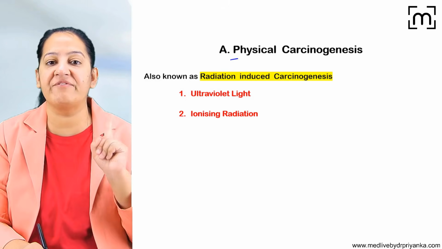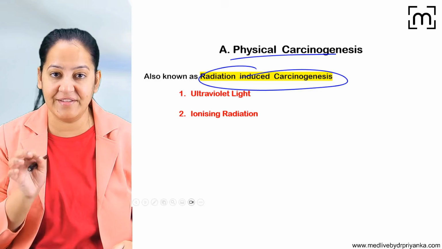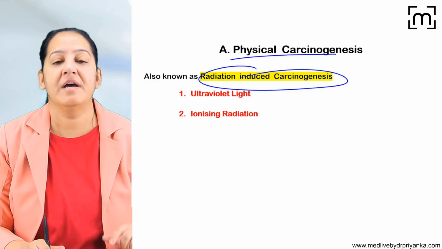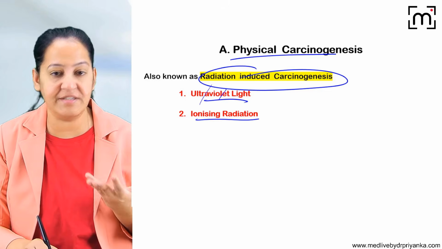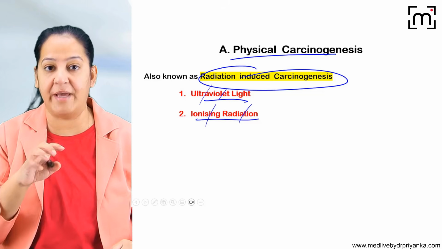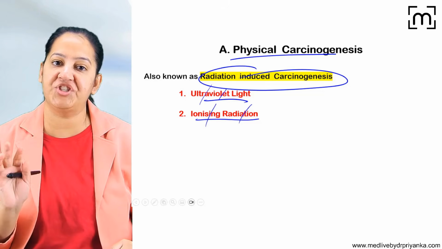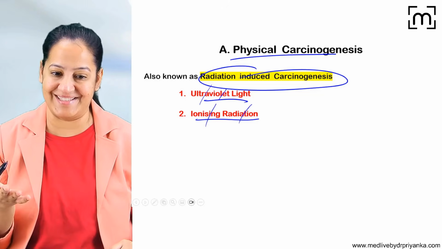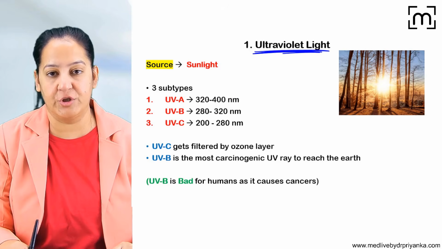Let's start with the first one, physical carcinogenesis. Physical carcinogenesis is radiation-induced carcinogenesis. Here, the radiations are causing the mutation. There are two types of radiation, UV light and IR light. UV is ultraviolet light. IR is ionizing radiation. So UV light and IR light are the two types that can induce the mutation and lead to cancer. One by one, we will see the detail. Let's start with UV light.